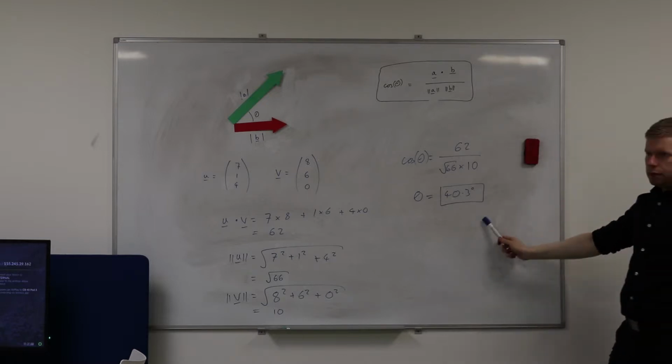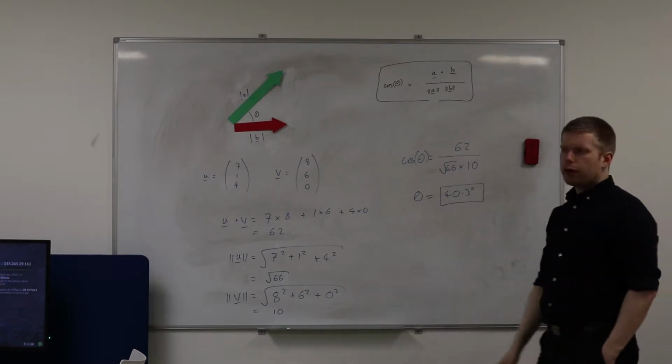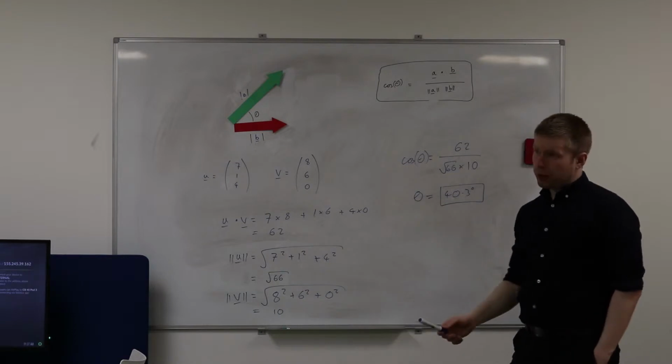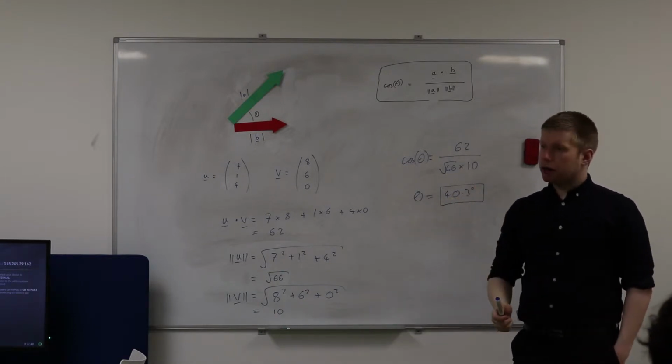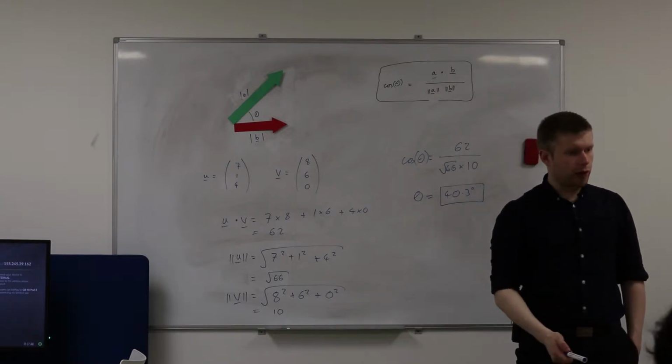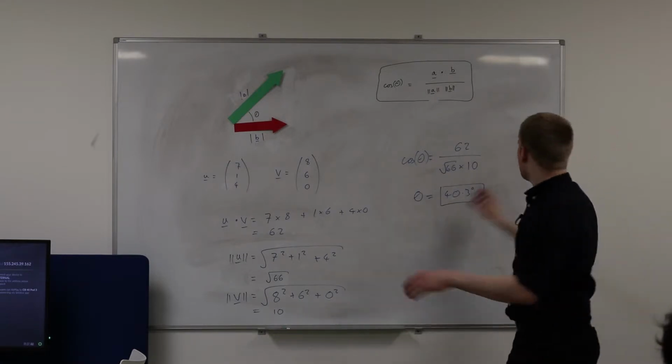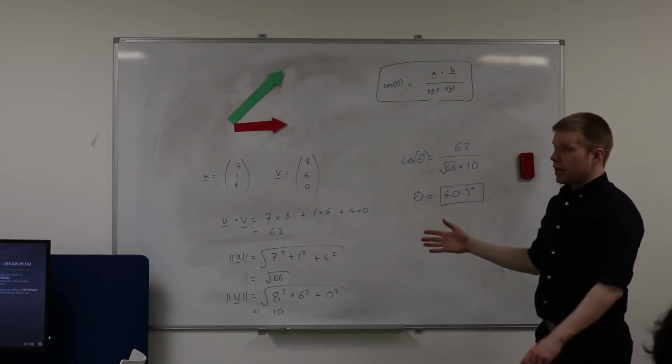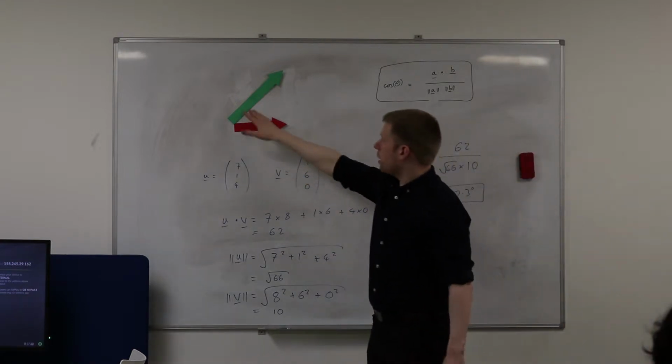Now you notice this angle here, which this formula gives us, will always give us the acute or the obtuse angle between the two vectors. Okay? So for example, I have two vectors here. Let's call that one A and that one B.